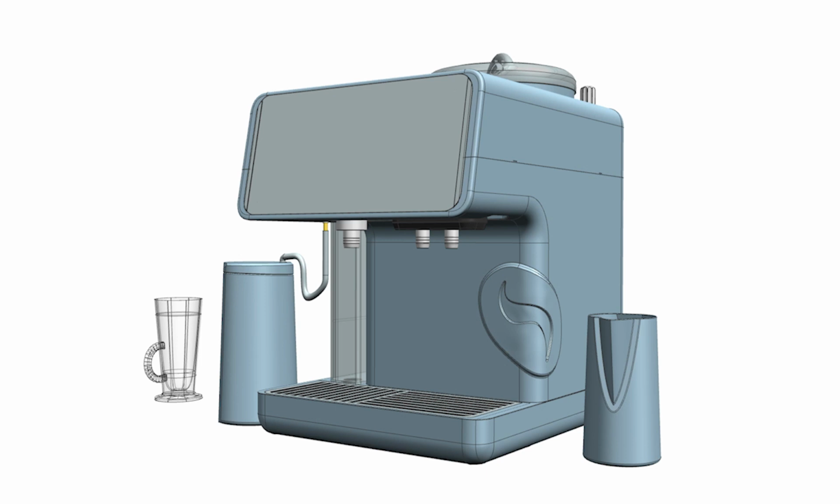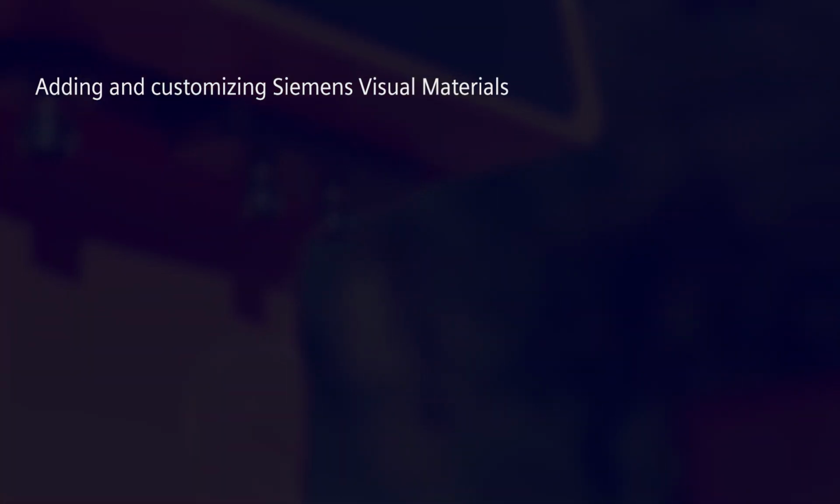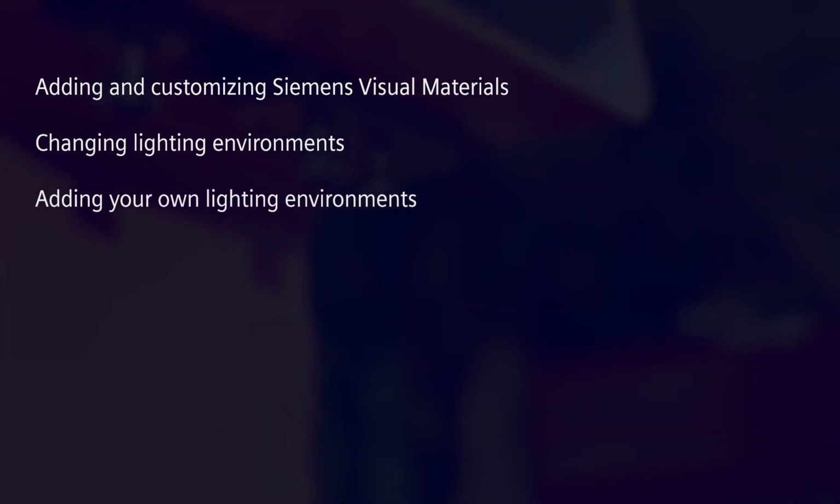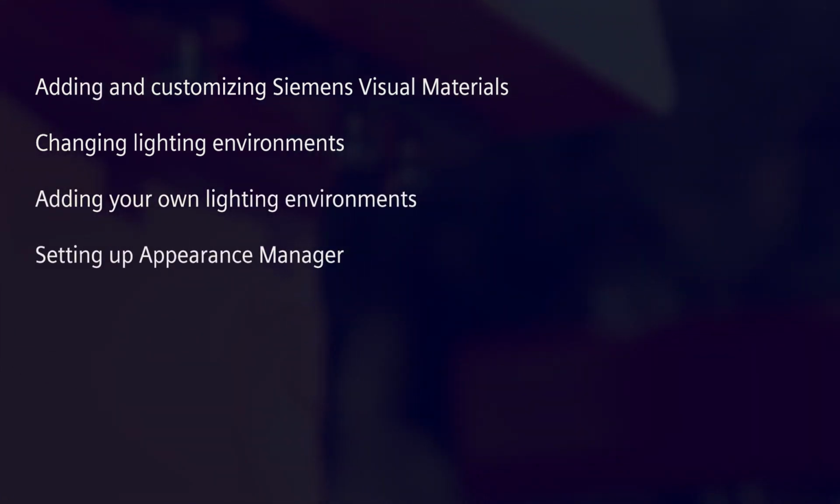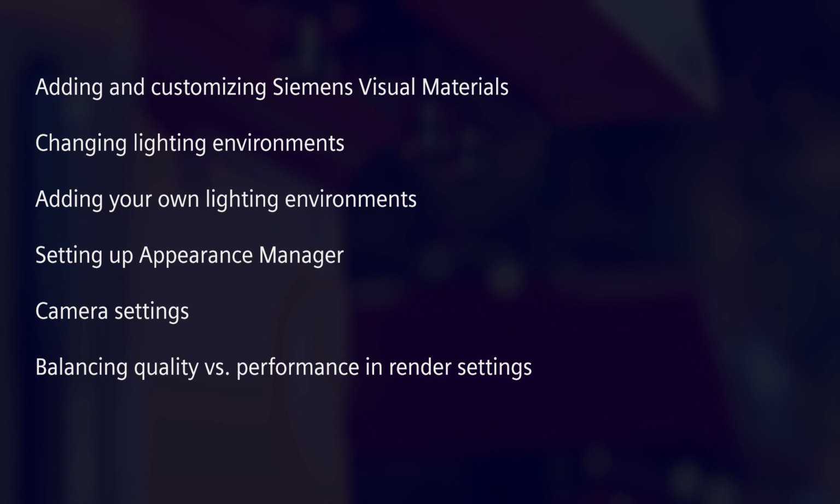We'll show you how to use these powerful integrated tools to take our coffee machine from looking like this to this. You'll also see how to use NX's Appearance Manager to make several material variations without having to repeat the entire process for each render. While going through an optimal workflow to make the coffee machine ready for design review, we'll cover adding and customizing Siemens visual materials, changing lighting environments, adding your own lighting environments, setting up Appearance Manager, camera settings, and balancing quality versus performance in render settings.